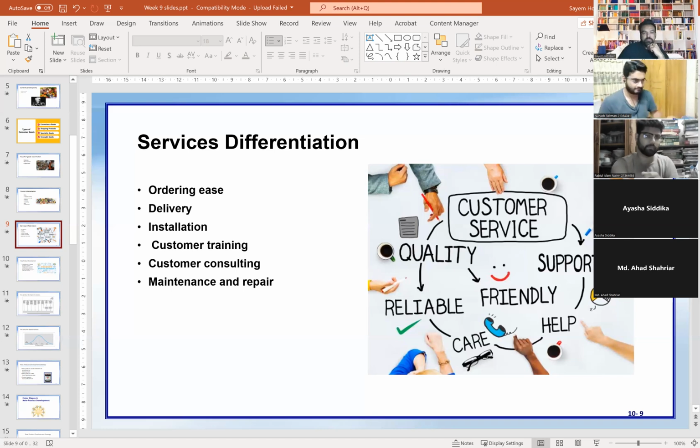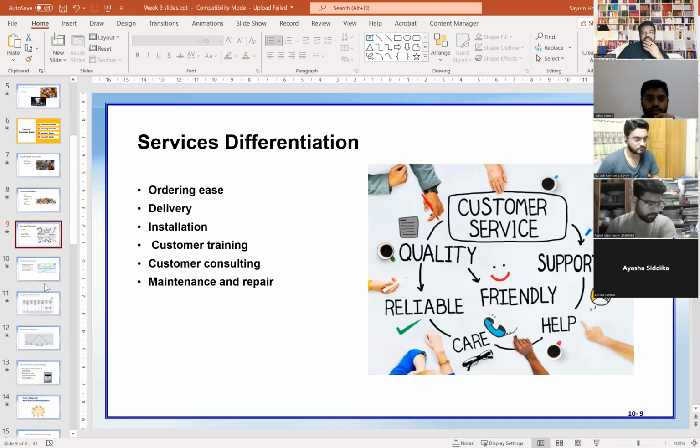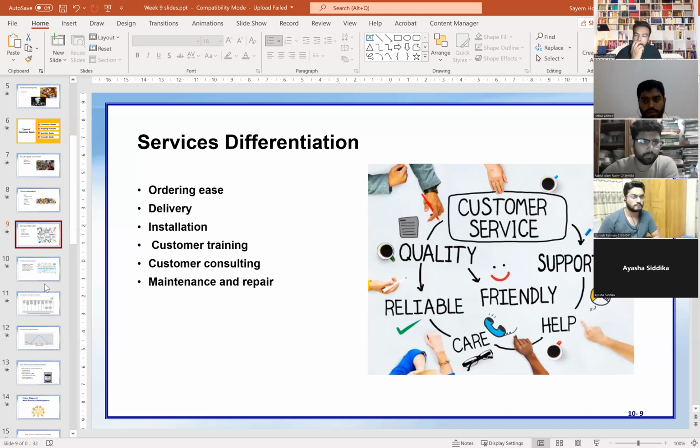Thank you, sir. Sir, what about the customer training services? What do you mean by customer training services? Istiak? Yes, sir. I didn't get this point. The customer training services. Customer training, right? You mean? Yes, sir. Oh, customer training is when consumers are taught how to effectively use the product. Okay.